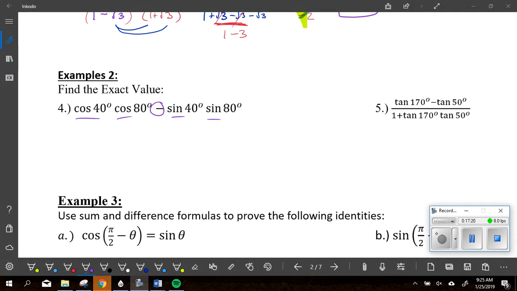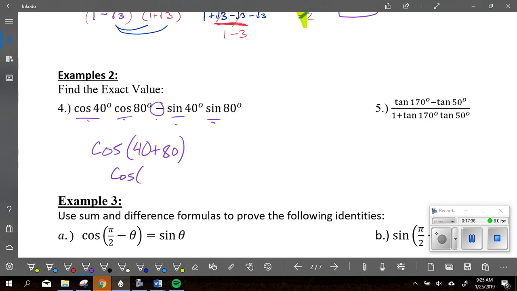Getting a lot of negative 1/2. It's cosine, cosine, minus sine, sine. So you're looking at your sum and difference identities. It is a cosine problem. The minus means I'm really adding them. Which one's my alpha? Whatever one comes first, so it's just 40. Beta is 80, so it's really cosine of 120. You go to your unit circle, you do cosine of 120. That is negative 1/2. Do the tangent problem.